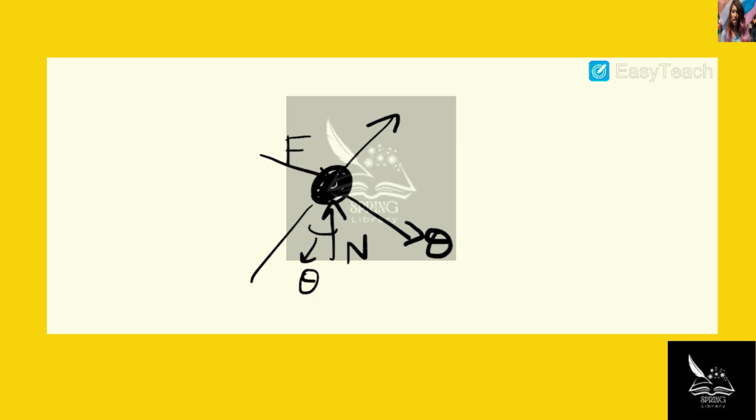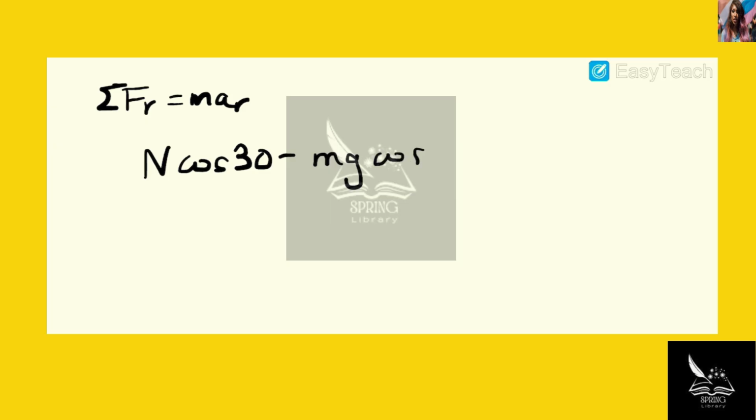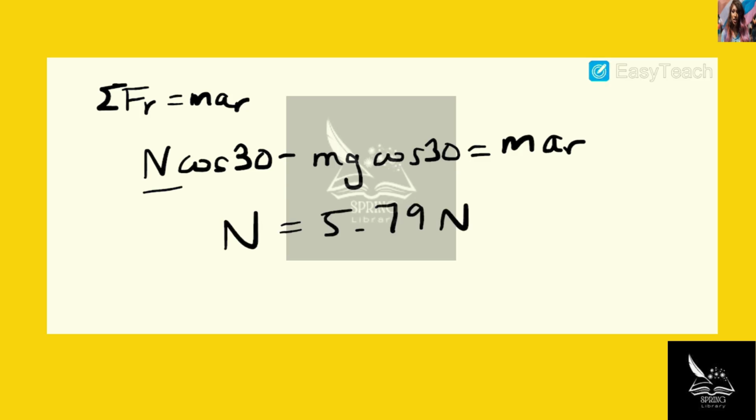So by resolving these forces in the r and theta directions, we see that the net force in r, which is equal to m times a_r, we can resolve these forces and say that N cos 30 minus mg cos 30 is equal to m a_r. And solving for N gives us that N is equal to 5.79 newtons.